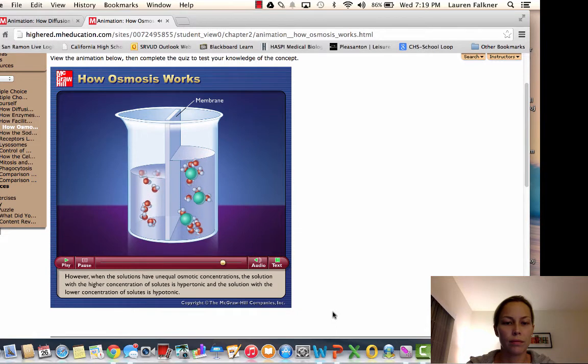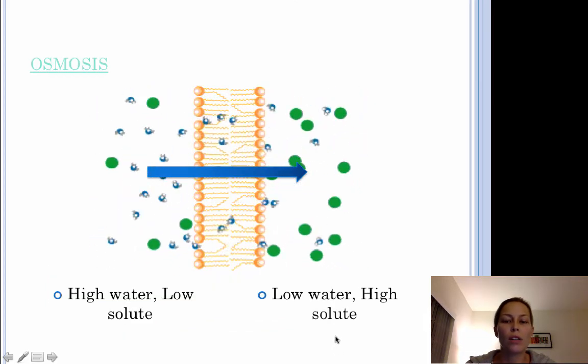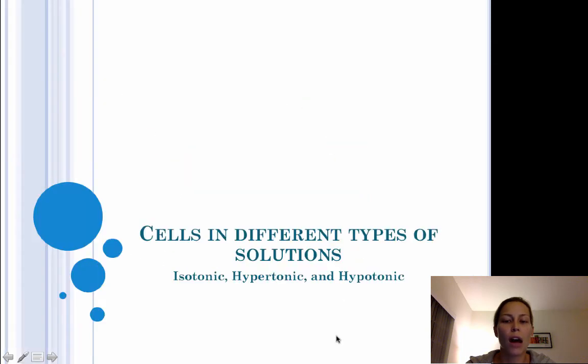However, when the solutions have unequal osmotic concentrations, the solution with the higher concentration of solutes is hypertonic, and the solution with the lower concentration of solutes is hypotonic. So those vocab words you will need to know: hypertonic, hypotonic, and isotonic. So those are examples of cells in different types of solution, and we're going to take a look at what happens to a cell when you put it in either an isotonic, a hypertonic, or a hypotonic solution.